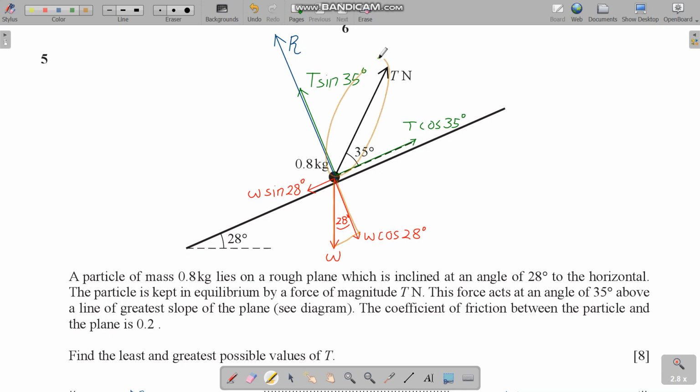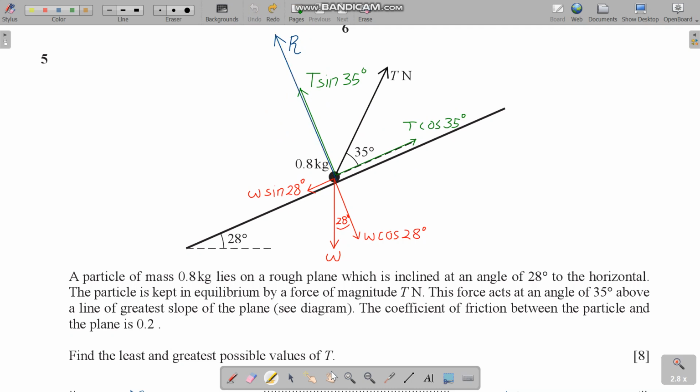For the T, same thing. Draw a right angle triangle. The hypotenuse is T. This length is the adjacent, so we use cos, and this length is the opposite, so we use sine. So we split the T into T cos and T sine. And we also have the normal reaction force, which is perpendicular to the slope and in this direction.